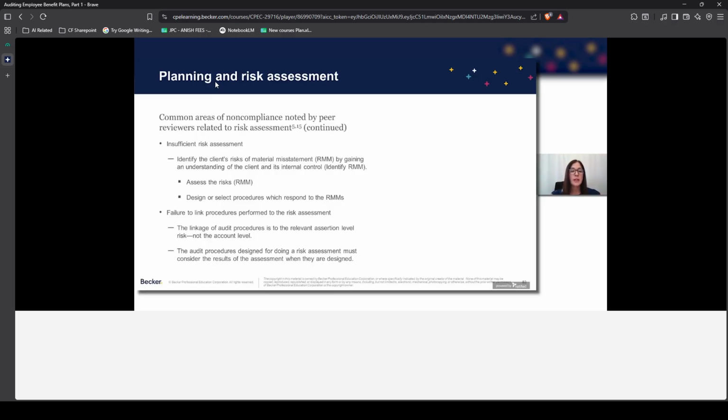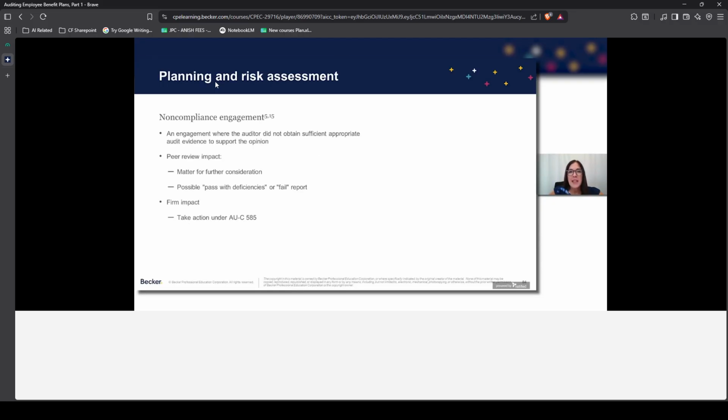Failure to link procedures performed to the risk assessment by not assessing risk at the appropriate assertion level, because some auditors were assessing risk at the account level, has to be at the assertion level. So as you can see here, lots of areas of non-compliance being identified by peer reviewers. If any portion of the risk assessment process is missing, then that could be constituted as a non-compliant engagement.